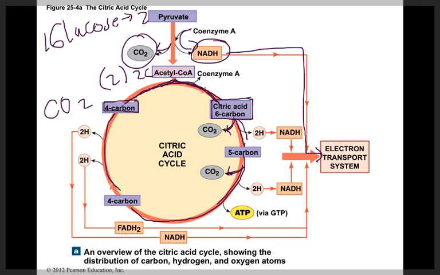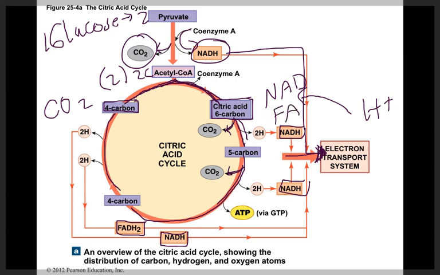At the same time, we see that NADH or NAD will pick up 2 hydrogen in 3 different locations, and FAD will pick up 2 hydrogens in 1 location, and all of those hydrogens will be shipped off or carried over to the electron transport system. These carriers will drop off the hydrogen and then go back to the Krebs cycle to pick up more hydrogen to carry it back again to the electron transport system. So it acts kind of like a little shuttle. So we're harvesting a lot of hydrogens from the citric acid cycle.